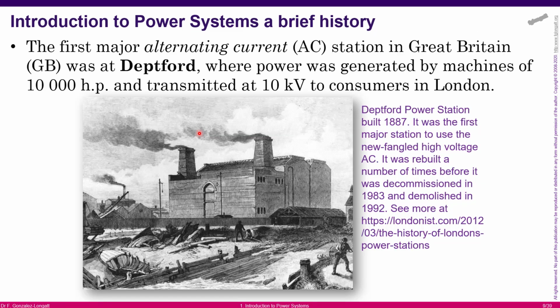Then Britain started to need more and more electricity, and the first important AC station in Great Britain was Deptford. It was around 10,000 horsepower, producing electricity and delivering 10 kV to customers in London. That was around 1887, and it was demolished around 1992.